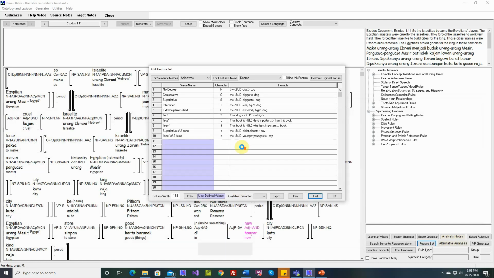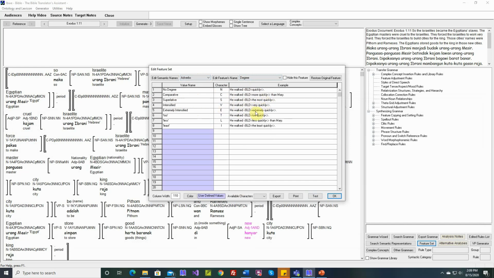Okay. If we go to adverbs, we see the same thing. No degree, he walked quickly. Comparative, he walked more quickly than Mary. Superlative, he walked the most quickly. Intensified, he walked very quickly.